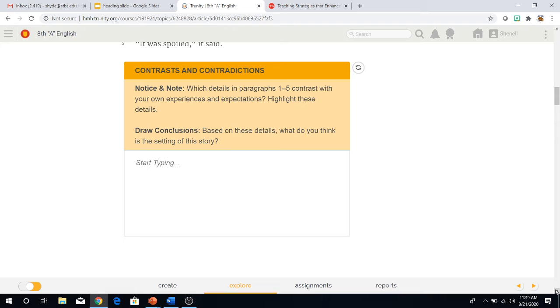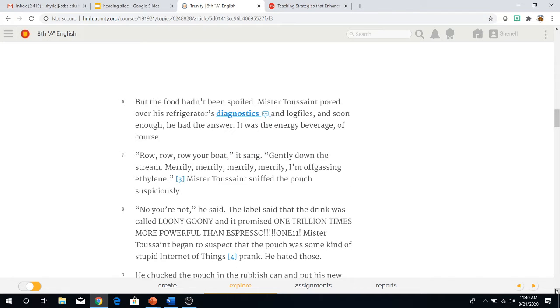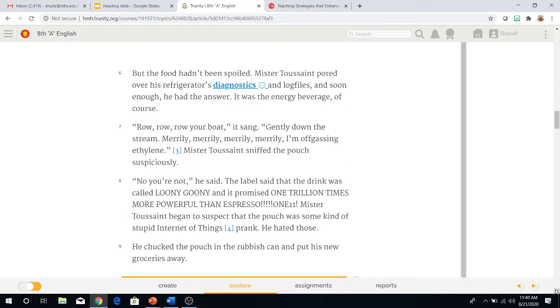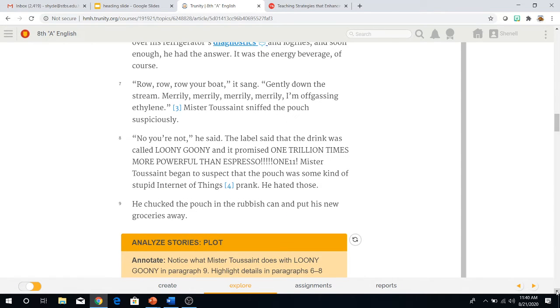Highlight these details. After you've done your notice and note, you draw conclusions based on that. Based on these details, what do you think is the setting of this story? And again, if you feel you don't have enough room in your textbooks, word of advice, use your notebooks. Okay, after you've seen that first signpost, you will keep reading and you'll come to paragraph 6, 7, 8, and 9. And as you can see in this paragraph specifically, we have what you call one of our critical vocabulary words.